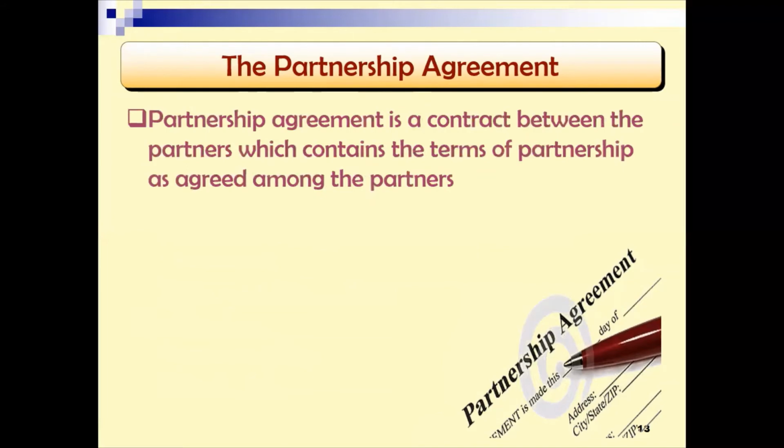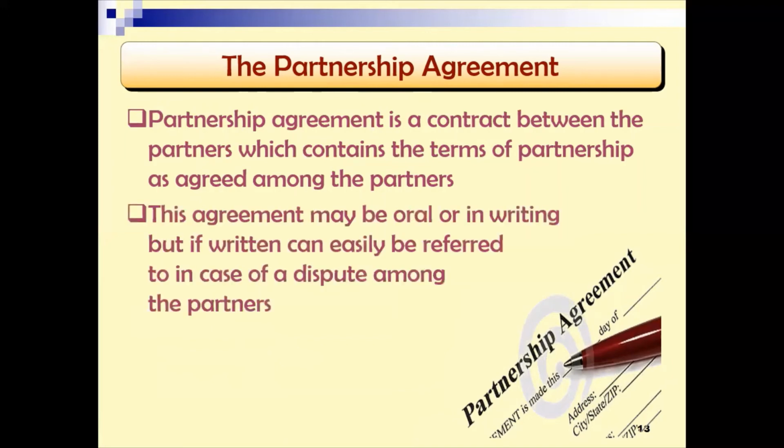The next concept is about partnership agreement. A partnership agreement is a contract between the partners. It contains the terms of agreement which the partners will base their operations on. A partnership agreement, therefore, may be oral or written. And for it to be effectively applied, it should be written.